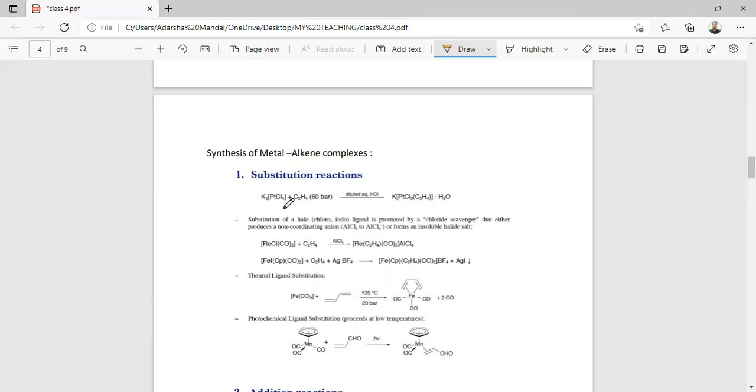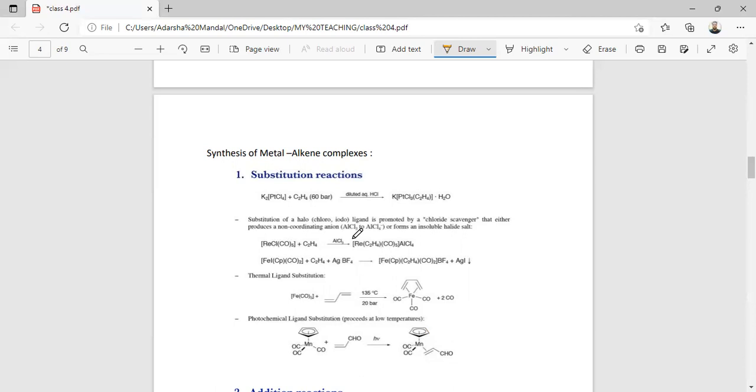So in the substitution reaction, one halide ligand is replaced by the ethylene. This reaction will be favored if some chloride scavenger like AlCl3 is added in the reaction medium. That will favor the formation of the metal alkene bond. Like that, Re(Cl)(CO)5 reacts with the ethylene in presence of AlCl3.